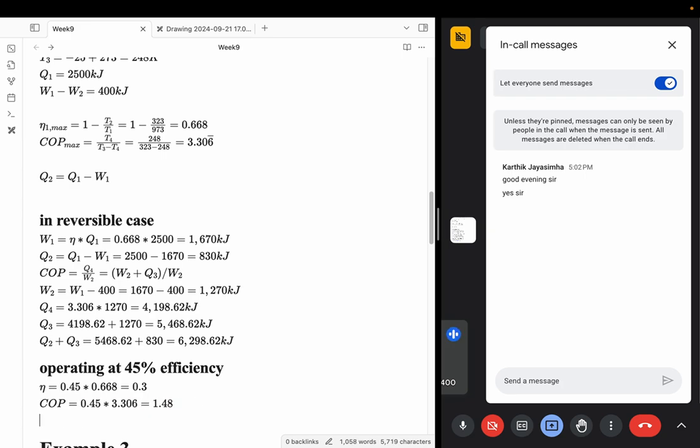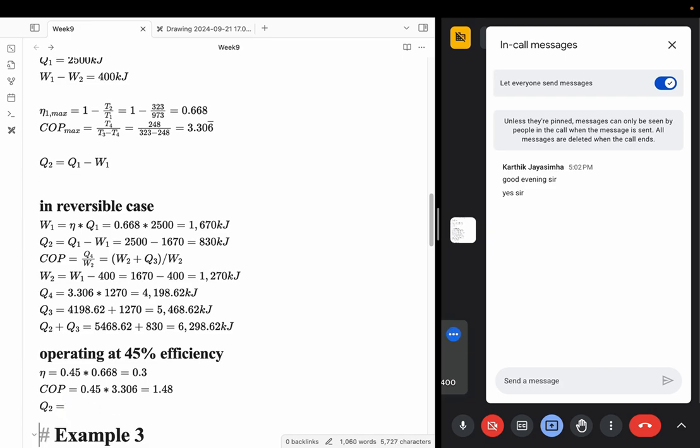Once you have both eta and COP, you can do the same calculation again. I'm not repeating the calculation, so it is straightforward. You just repeat the previous steps, just that eta will be replaced with 0.3 and COP will be replaced with 1.48. So you can calculate and let me know the answer. What is the value of Q2 you are getting?